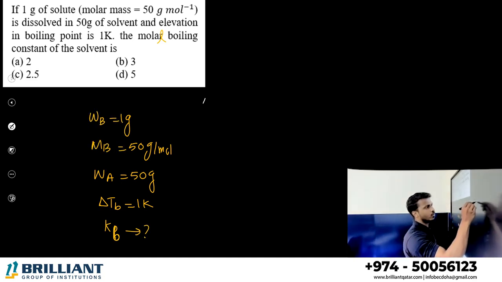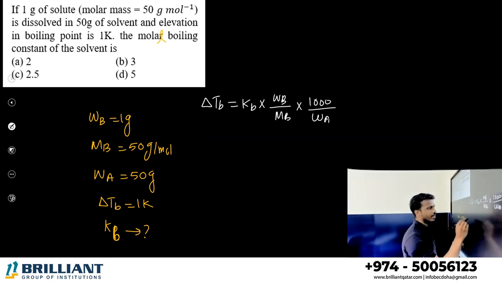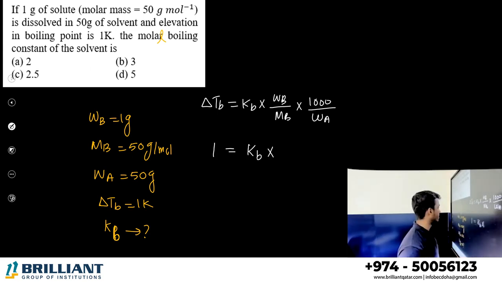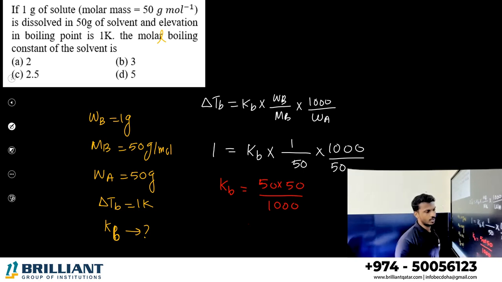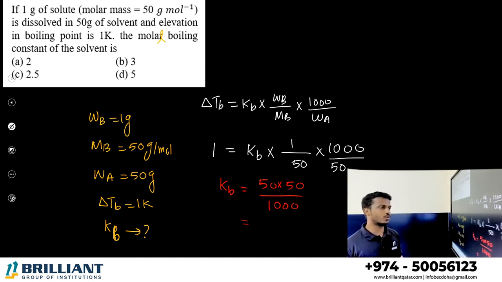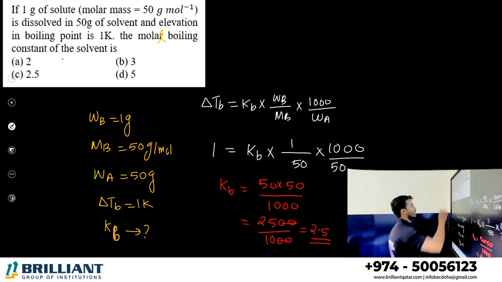Delta TB is equal to KB into molality, that means WB by MB into 1000 divided by WA. Delta TB is 1 Kelvin. KB is to be calculated. WB is 1 gram. MB is 50 gram per mole. Weight of solvent is 50 gram. So KB is equal to 50 into 50 divided by 1000, that is 2500 divided by 1000, which is 2.5. Option C can be the answer.